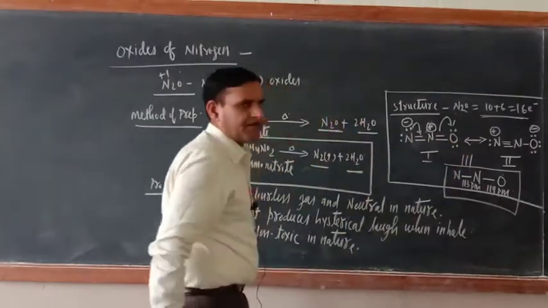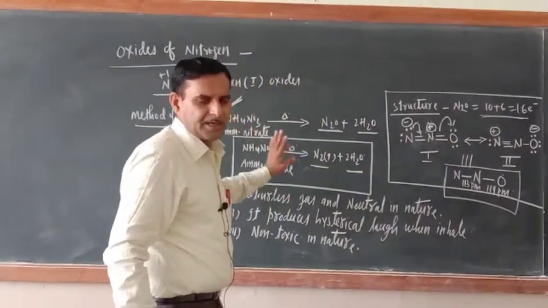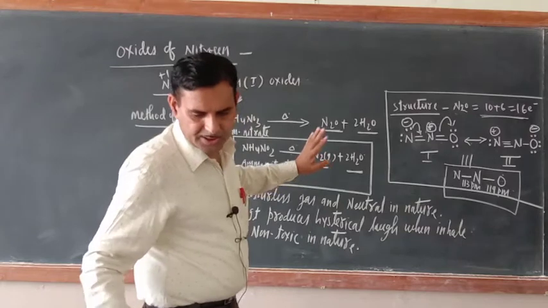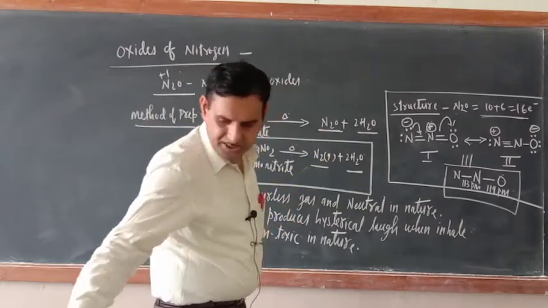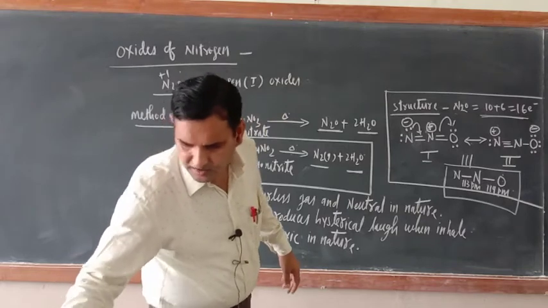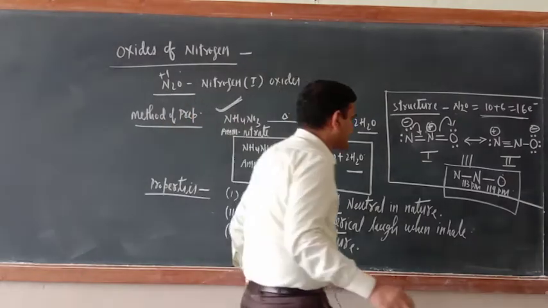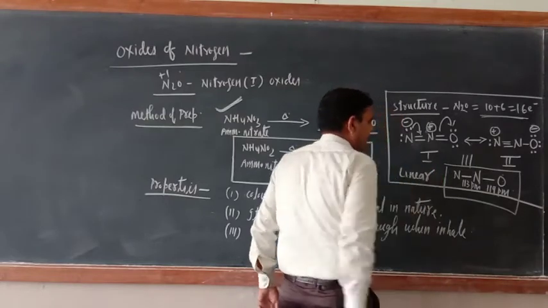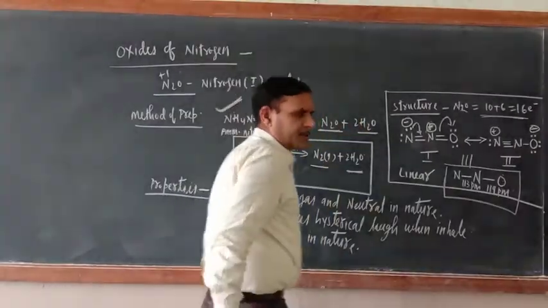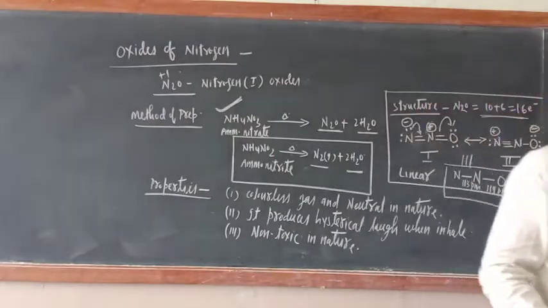So the structure of nitrous oxide is completed. In this way, nothing is left for nitrous oxide, and this structure is known as a linear structure. What is the name of this one? This is a linear structure. Okay. The next oxide is nitric oxide.